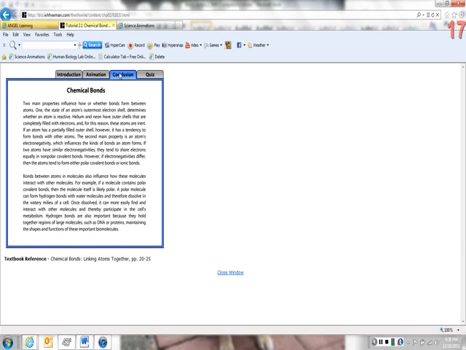Hydrogen bonds are also important because they hold together regions of large molecules such as DNA or proteins, maintaining the shapes and functions of these important biomolecules.